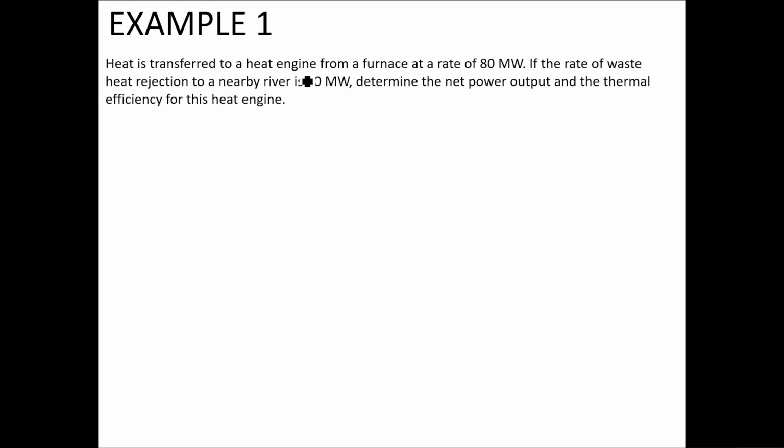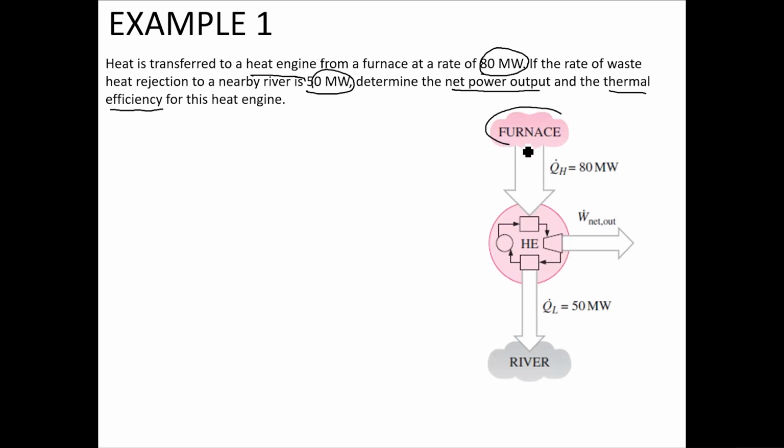Now let us have a look at this example. Heat is transferred to a heat engine from a furnace at a rate of 80 megawatt. If the rate of waste heat rejection to a nearby river is 50 megawatt, determine two things: the net power output of the heat engine and the thermal efficiency for this heat engine. This is the schematic. You have a furnace giving heat to the heat engine at the rate of 80 megawatts. The heat is rejected from the heat engine to the river, or the low temperature sink, at 50 megawatt.